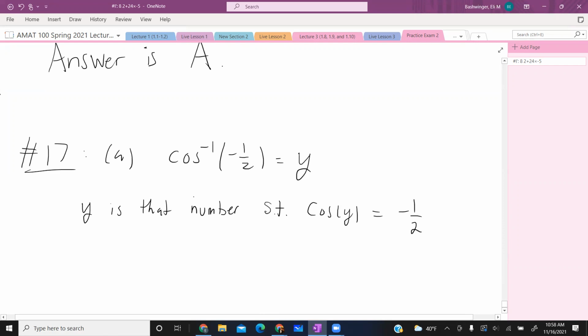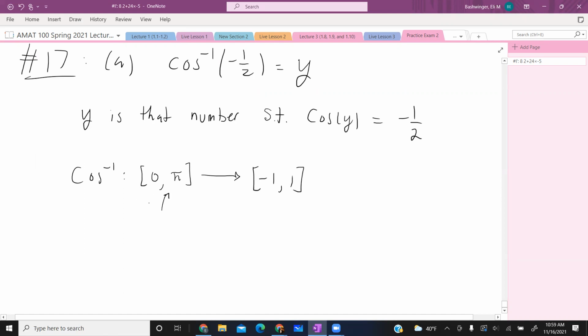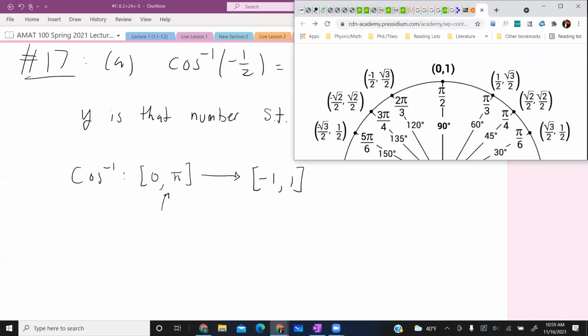So we need to remember our unit circle. I'm not going to draw it, but remember cosine inverse is a function from the interval -1 to 1 into the interval 0 to pi. So we need to find a value of y in this interval right here, and it needs to satisfy the property that the coordinate corresponding to that number between 0 and pi is -1/2. So let's look at the unit circle again.